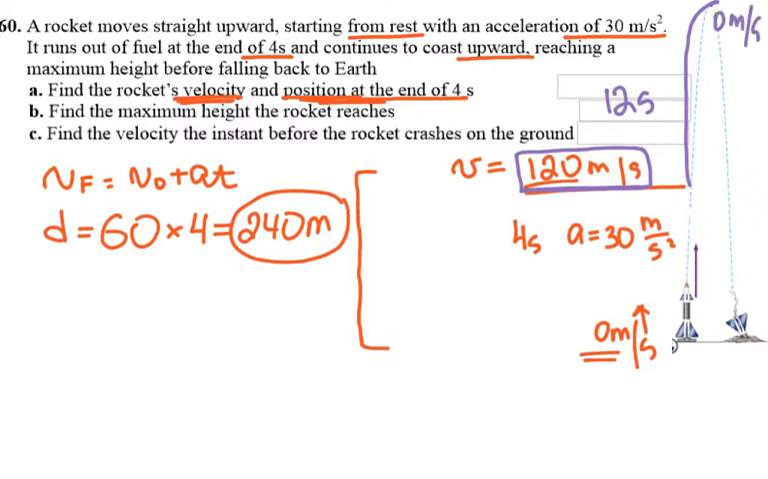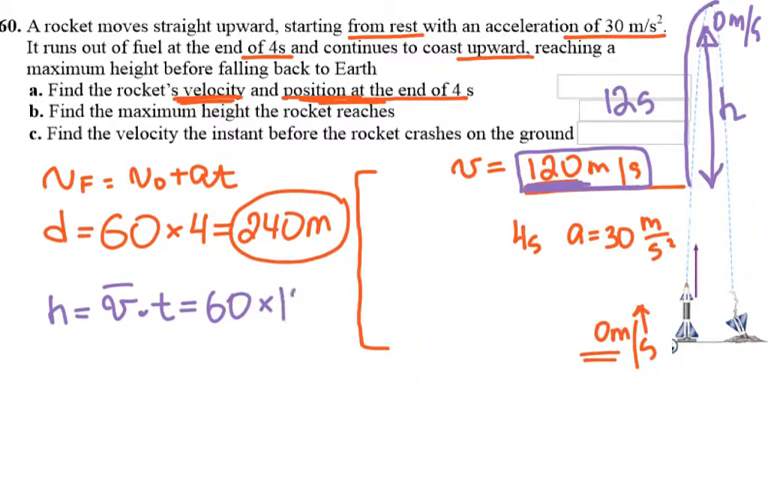So I can calculate this maximum height additional to the 240 that I just found. I'm going to call this height H. H is equal to, again, average velocity times the time. The initial velocity of the rocket was 120, and eventually it stopped, so the average is 60. And it will take 12 seconds for it to stop. So that is 720 meters. It will go an additional 720 meters.